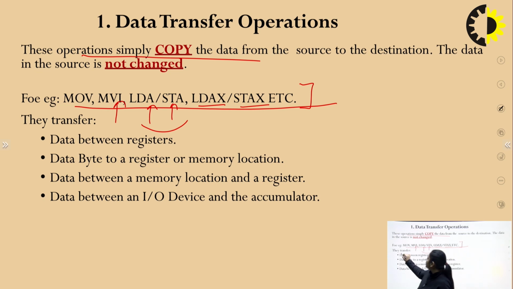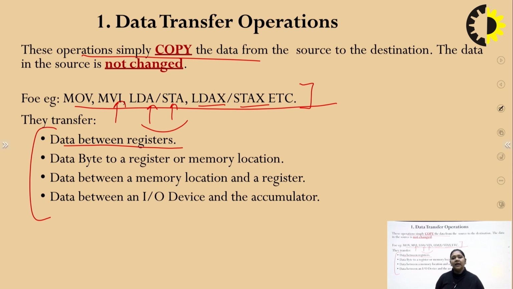So how can the data transfer be done? The data can be transferred between two registers. Now the question is, how many registers are there? In the 8085 microprocessor, as we all know, there are 6 registers: B, C, D, E, H and L.